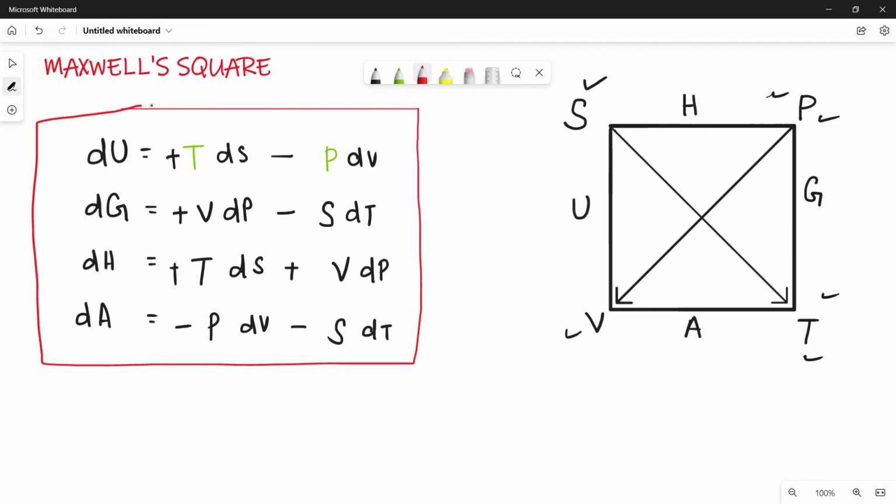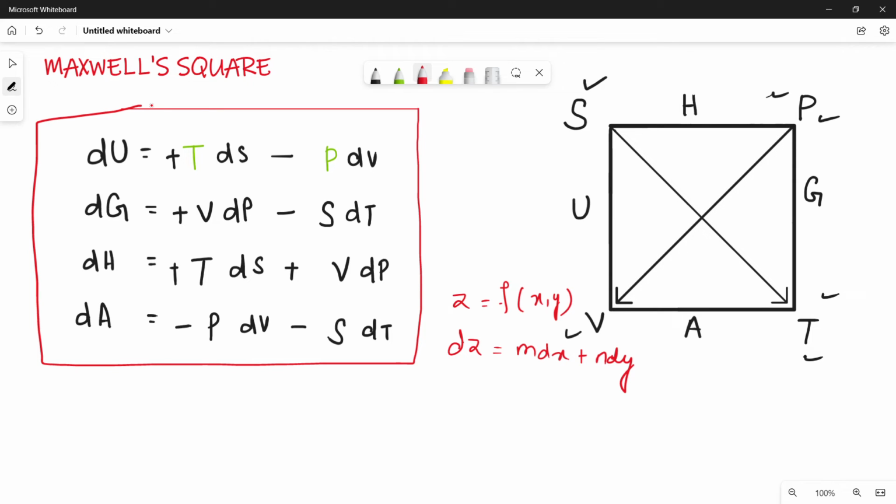And one more thing, all the state functions are exact differentials, so we can find out some more relations using these relations. And how? Using this relationship we can find out some more relationships. As you know, dz is equal to M dx plus N dy. Like z is a function of x and y.